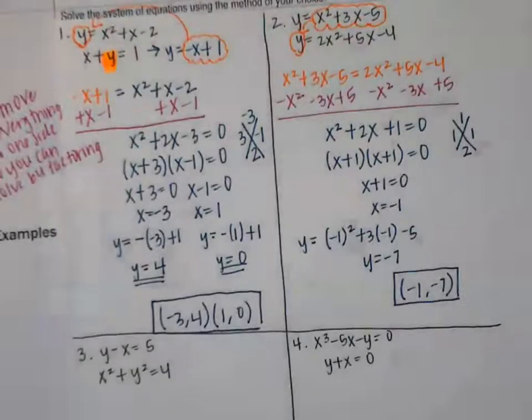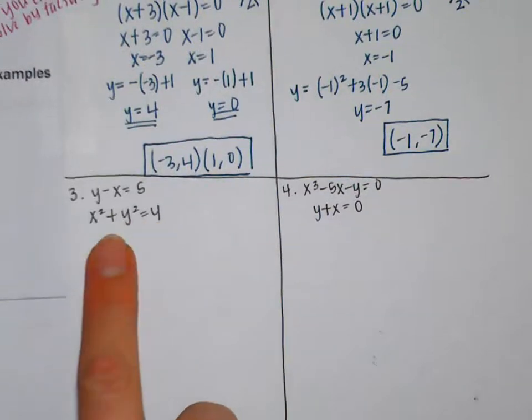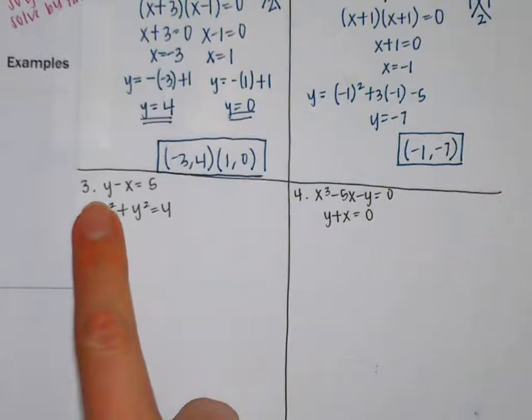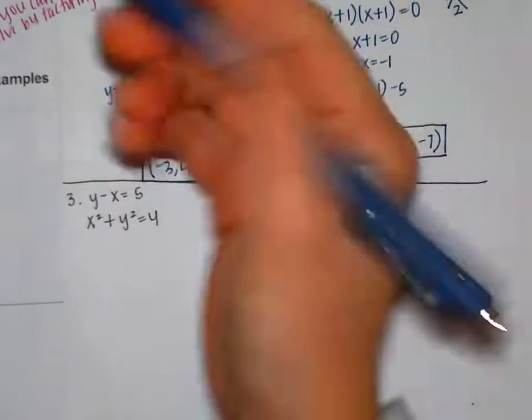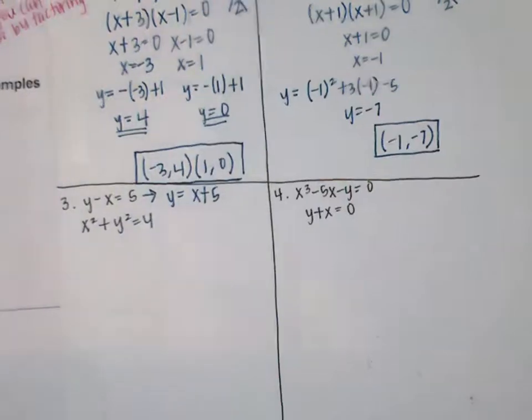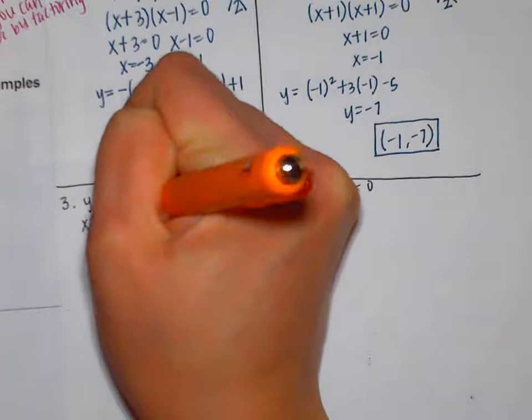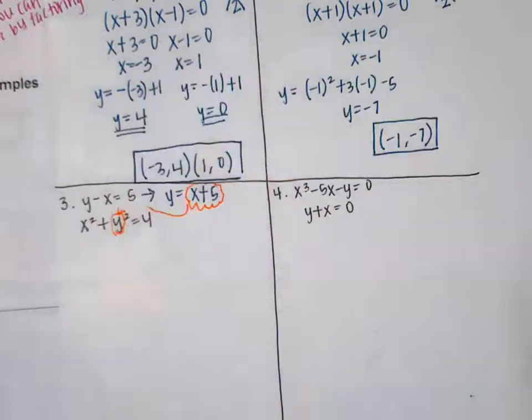Okay, so let's move on to 3. So with 3, again, substitution is definitely something I would use with this one. Elimination would really not be something that would make it easier. So really what I'm going to do is just get y by itself. So I am going to rewrite this equation as y equals x plus 5. And then in for y in my second equation, I'm going to plug in x plus 5. So I'm going to substitute that in.